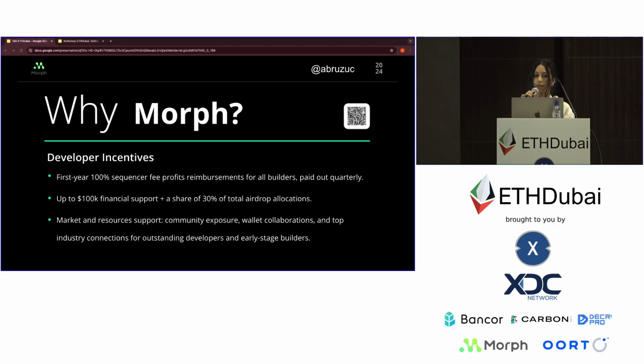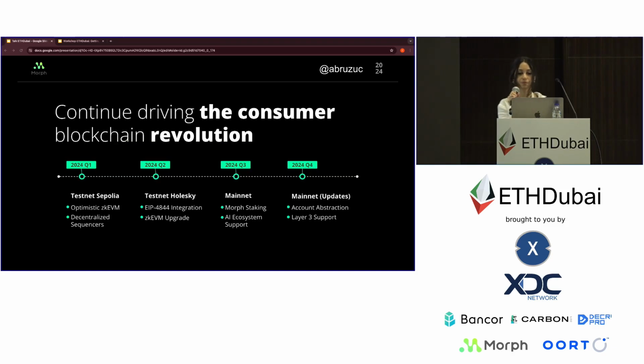We are also giving first year 100% sequencer fee profits, and we are paying out quarterly to all of our builders. Up to 100K financial support, plus a share of 30% of total airdrop allocations. And we are giving marketing resources support for our builders with wallet collaborations, top industry connections, and a lot of support in marketing campaigns as well. If you're building something and you want something specific, you want to expand your network, you want grants, we can build that specifically for your project.